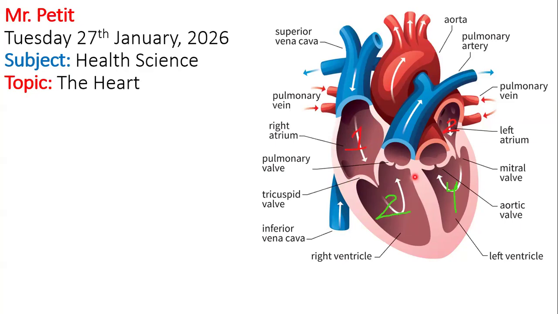So we expect to have deoxygenated blood coming from the inferior vena cava, because the inferior vena cava is the largest vein. I said it quickly, but remember the inferior vena cava is the largest vein. So you have the inferior vena cava and the superior vena cava. Inferior refers to the bottom region and superior refers to the top region.